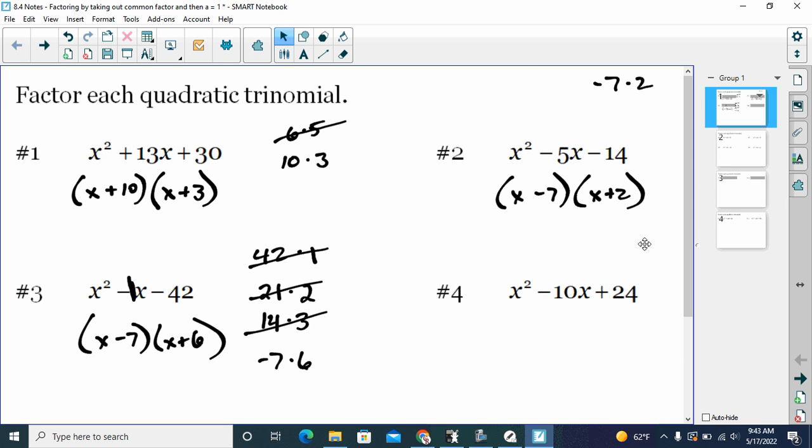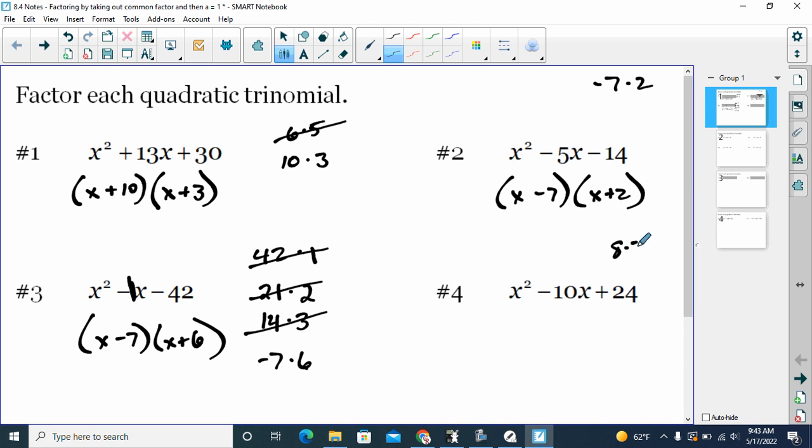Number 4, x squared minus 10x plus 24. X squared minus 10x plus 24. We need to come up with numbers that multiply to 24. Again, guess and check. We're trying to add them up to 10.